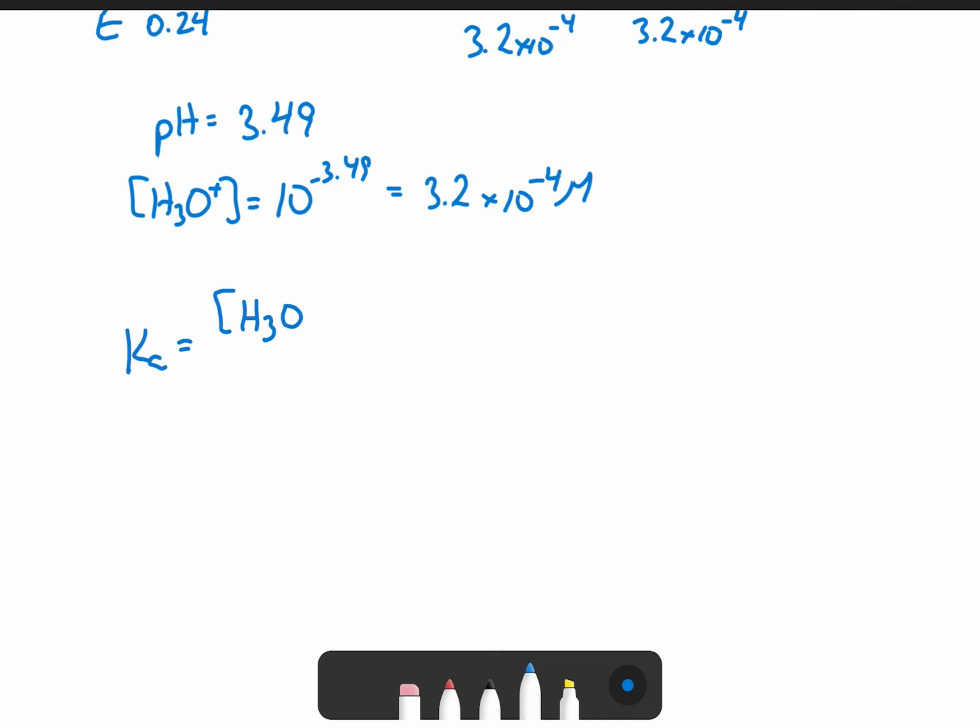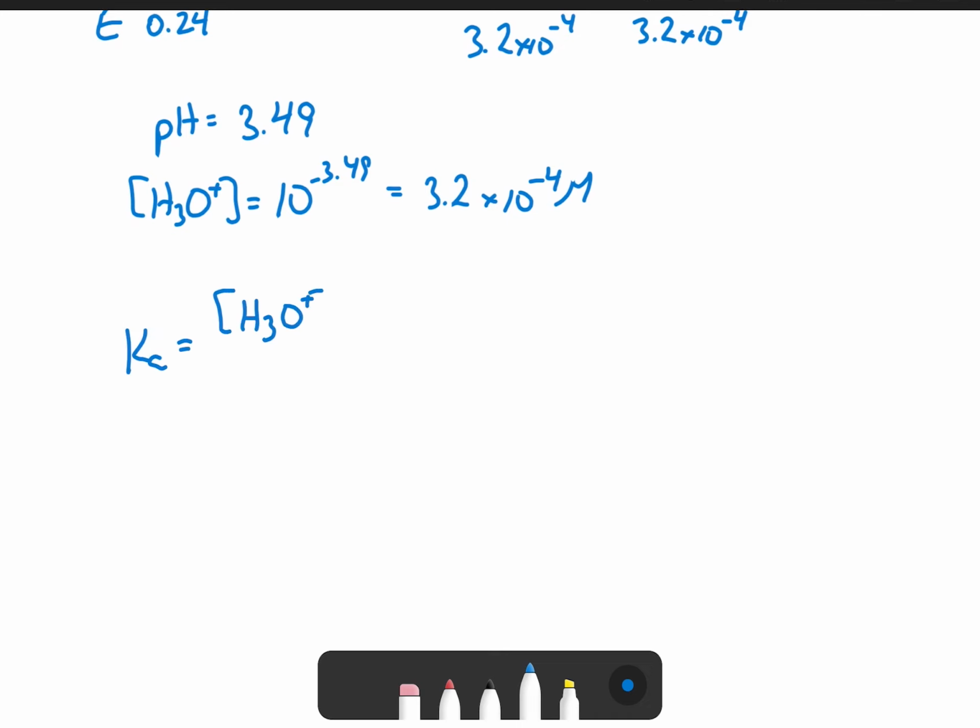A generic Ka expression here, H3O+, A- over HA. Plug in our values here. 3.2 times 10 to the negative 4 for H3O+, 3.2 times 10 to the negative 4 for A-, over molarity of 0.24 for HA. And solving for the Ka here, we find that the Ka will be equal to 4.3 times 10 to the negative 7. There are no units for Ka as it is a constant.